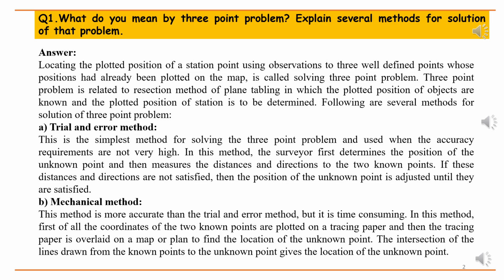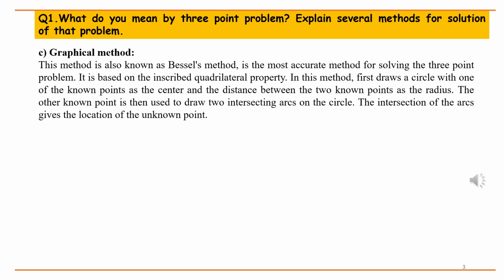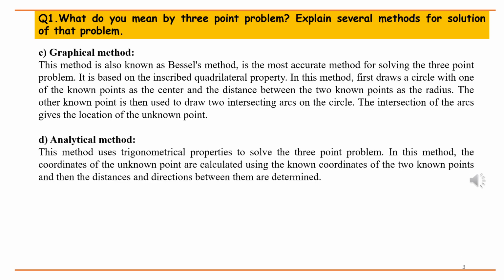In this method, first of all, C. Graphical method. This method, also known as Bessel's method, is the most accurate method for solving the three-point problem. It is based on the inscribed quadrilateral property.